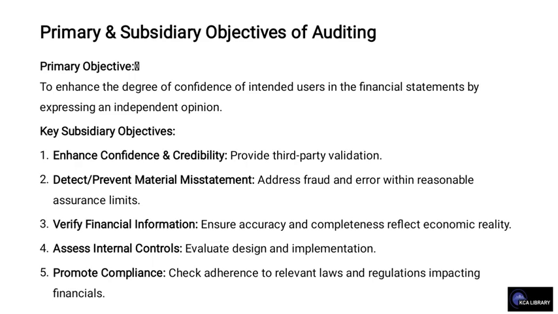We have the primary and subsidiary objectives of auditing. The primary objective is to enhance the degree of confidence of intended users in the financial statement by expressing an independent opinion. You see, the word confidence is there, and we have intended users, we have financial statement, and we have that it expresses an independent opinion. If independence is not there, then it cannot bring about confidence for the intended users. And so it is very, very important.